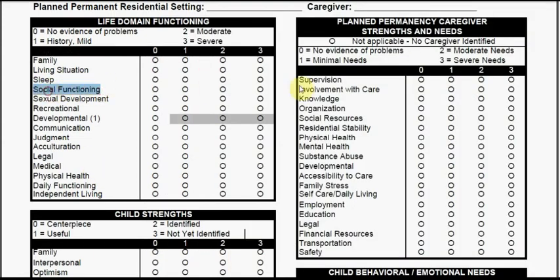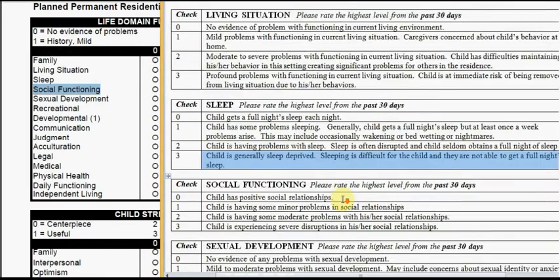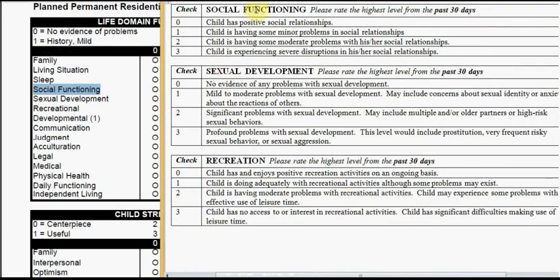Okay, let's look at social functioning. In social functioning, in 0, the child has positive social relationships. In 1, child is having minor problems in social relationships. In 2, child is having some moderate problems with his social relationships, and you can tell already that 2 uses language such as moderate. 3, the child is experiencing severe disruptions in his social relationships, and 3 generally tends to use language such as severe, right?